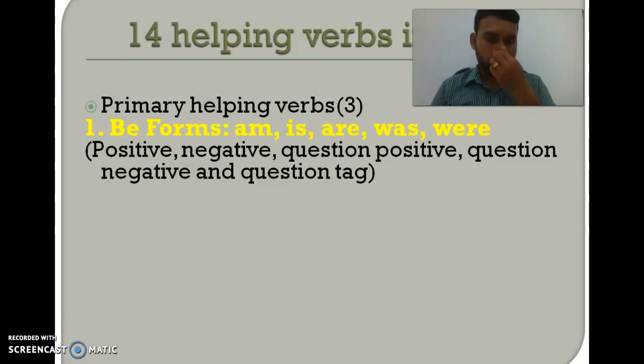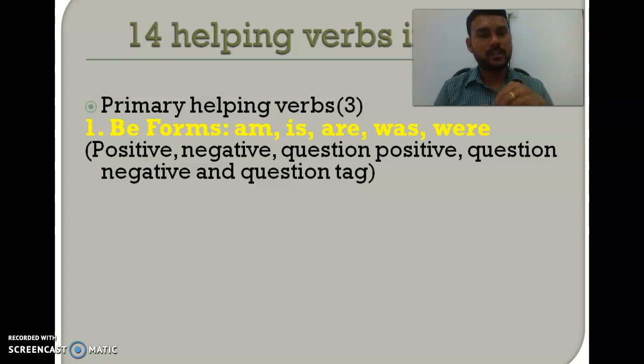Question positive: Am I going to college? Question negative: Am I not going to college? Question tag: I'm not going to college, aren't I? So this is how it gives support to the main verb. If am is acting as main verb, I'm a teacher. I'm not a teacher.